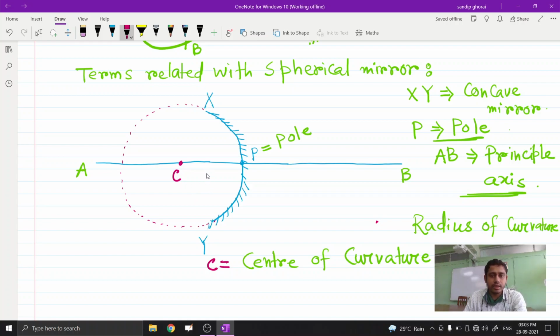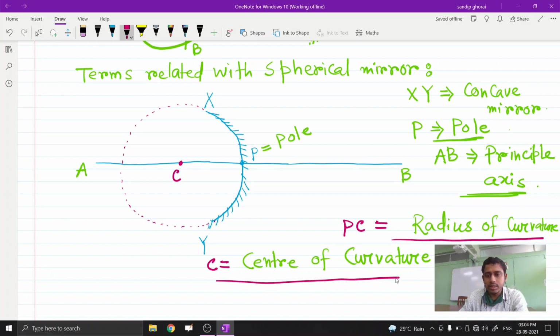That means C is the center of the sphere from which the concave mirror is made. And here the distance between P and C, or we can say the distance between pole and center of curvature, is called radius of curvature. That means PC is the radius of curvature. Now we know four terms: first one pole, second one principal axis, third one center of curvature, and fourth one radius of curvature.